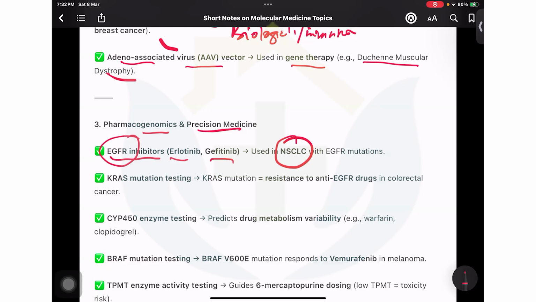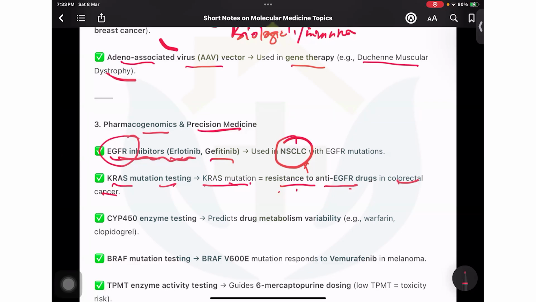These are the newer drugs, again biologicals. Then KRAS mutation testing. KRAS mutation basically provides resistance to the anti-EGFR drugs. So these are the EGFR inhibitors. So if somebody has a KRAS mutation, then this EGFR receptor will be altered in structure. So KRAS mutation should be tested before using any anti-EGFR drugs, specifically in colorectal cancer. So this is its use.